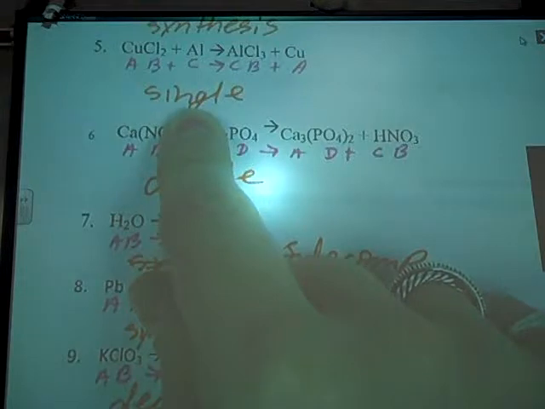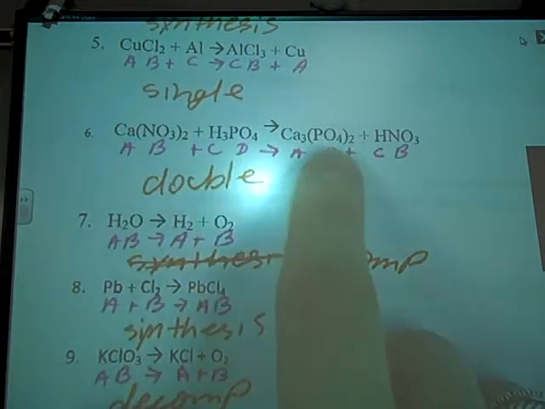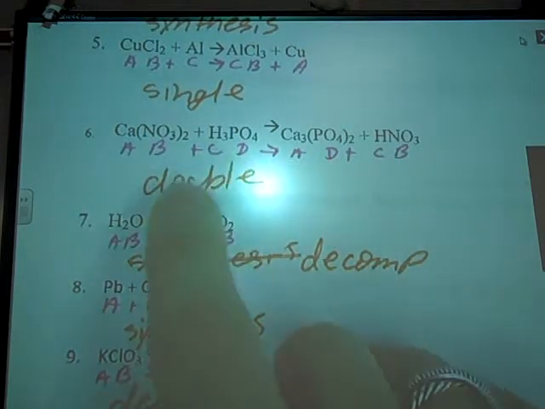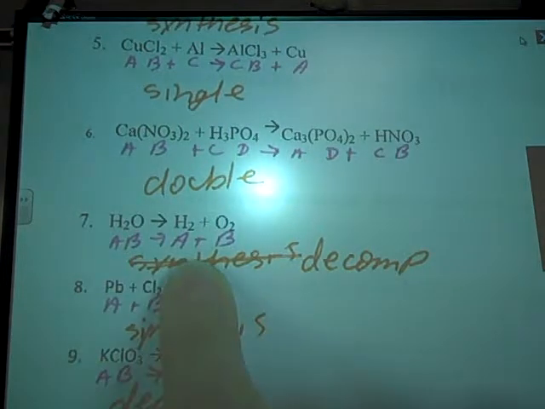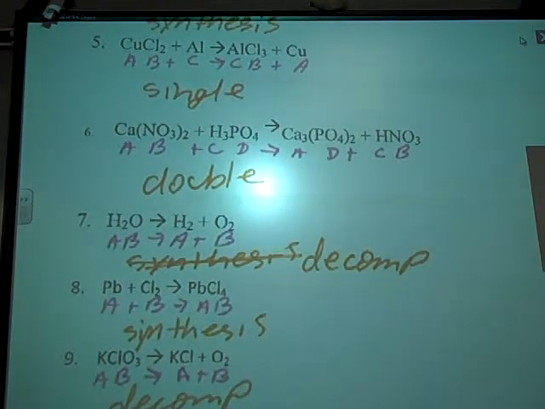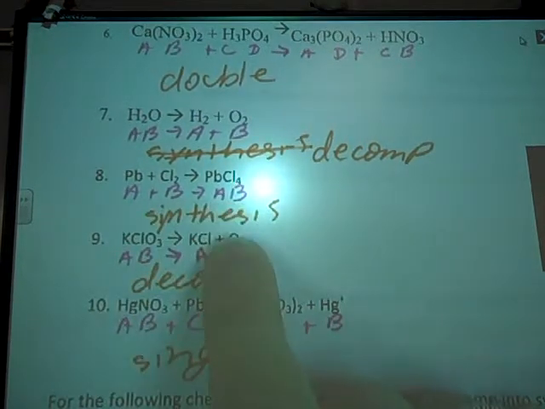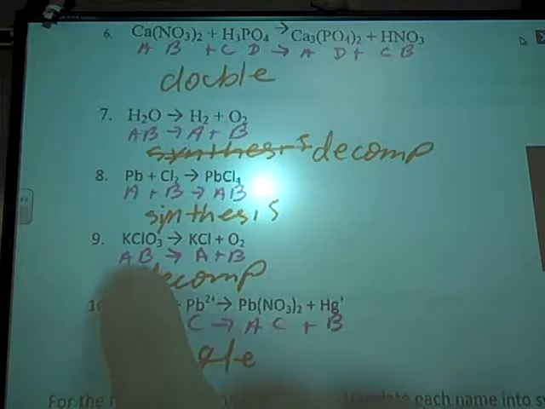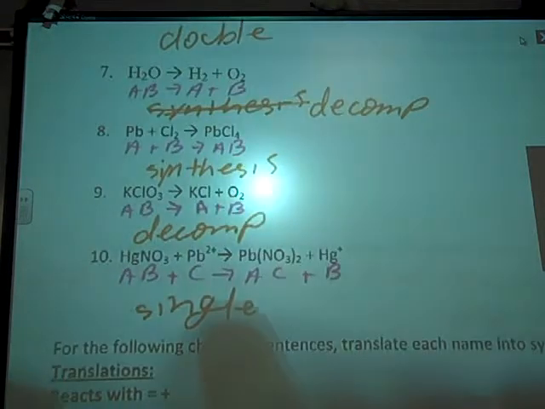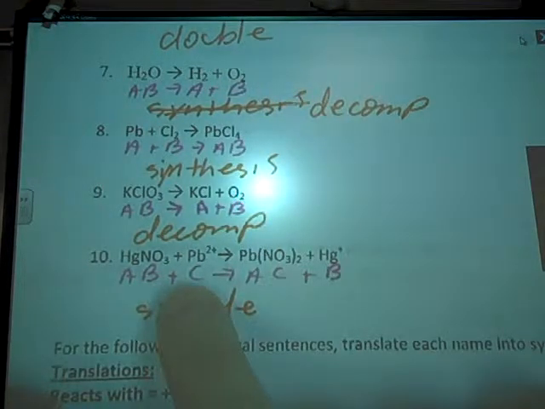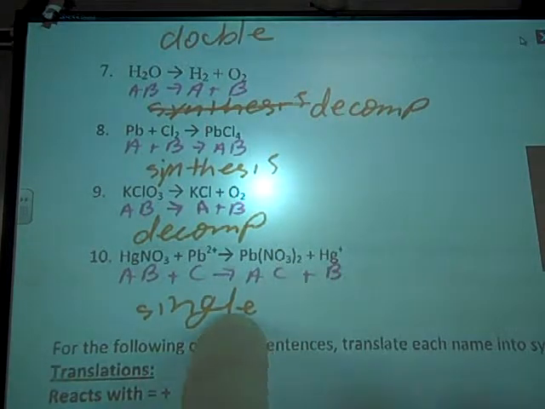Number 5 has a compound with an element. Single replacement because only one element is switching partners. Whereas number 6 has all of my compounds, both of these here in the beginning, switching partners. Makes it a double. Number 7, I have one thing breaking down into 2. Makes this a decomposition. Number 8, 2 things separate coming together as a synthesis reaction. Number 9, one big thing breaking down into 2 smaller ones makes it a decomp. And number 10, compound element with only one thing switching places makes this a single replacement.